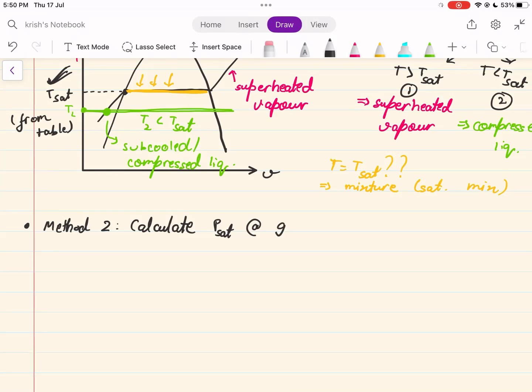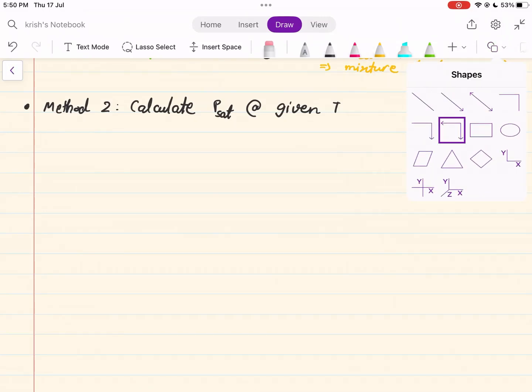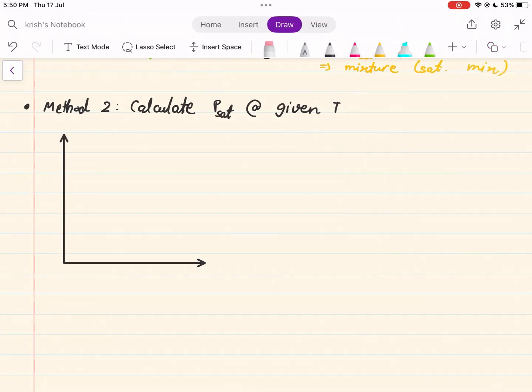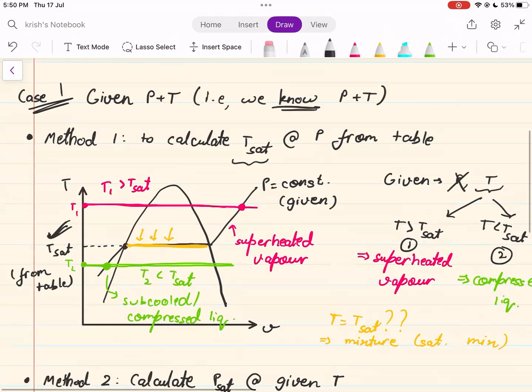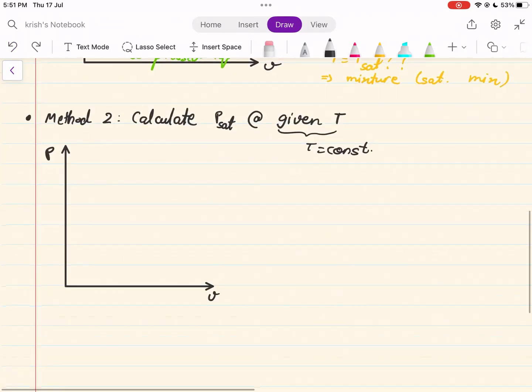Calculate Psat at given T. Because again, we have been given both pressure and temperature. So here we will be drawing a PV diagram, because given T means we take T equals constant, right? And this was the constant pressure line here.